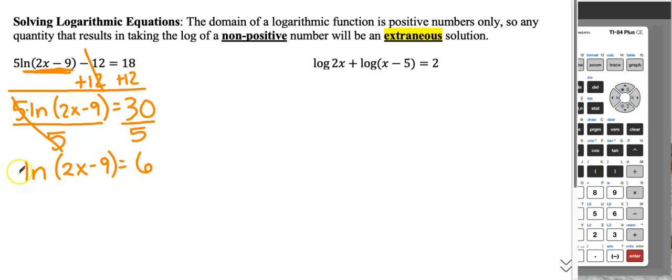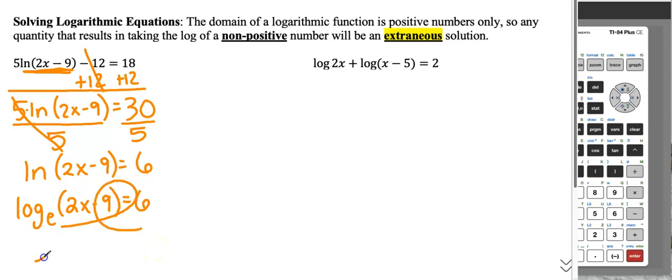So now I need to get rid of this natural log. However, to do that I would turn it into an exponential, but there's no base down here to turn it into an exponential. So we know natural log is the same as log base e. So I'm just going to turn this problem into log base e. Now that I have a base, I can turn this into an exponential. So I can say e to the that equals that. So follow your e to the 6th equals 2x minus 9. So now log is gone away, which is great.